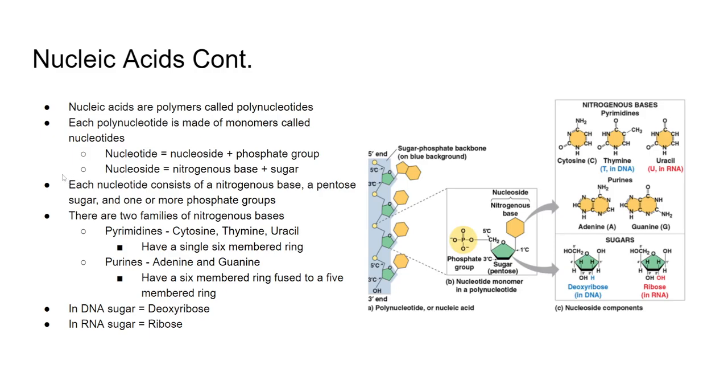So each nucleotide consists of a nitrogenous base, a pentose sugar, and one or more phosphate groups. Pentose meaning a 5-carbon sugar. There are two families of nitrogenous bases.